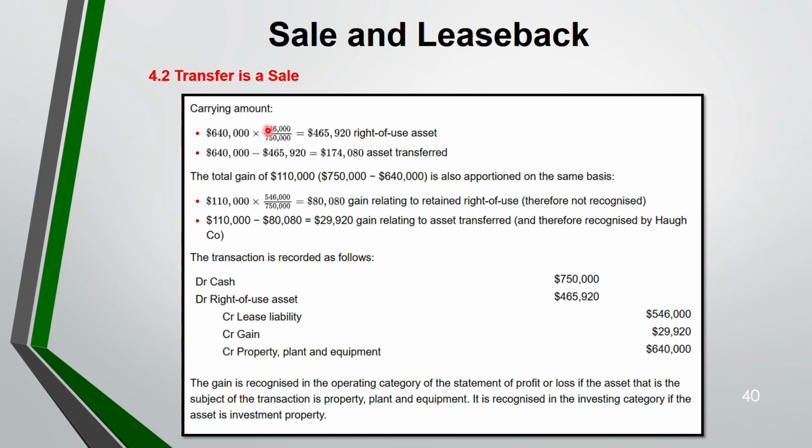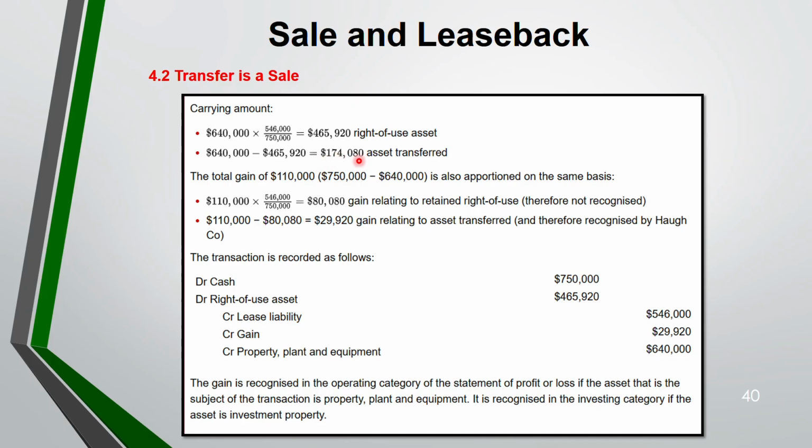If you want to get the right of use asset, first always start with the right of use asset. This is easy. Just take your lease liability, divide by 750,000, your selling price, that is the fair value of the asset that you have sold, and multiply by the carrying amount. So this is the amount that is relating to the right of use asset. Then from 640,000, that is your total carrying amount, you deduct this right of use asset. So this is the amount that you have transferred.